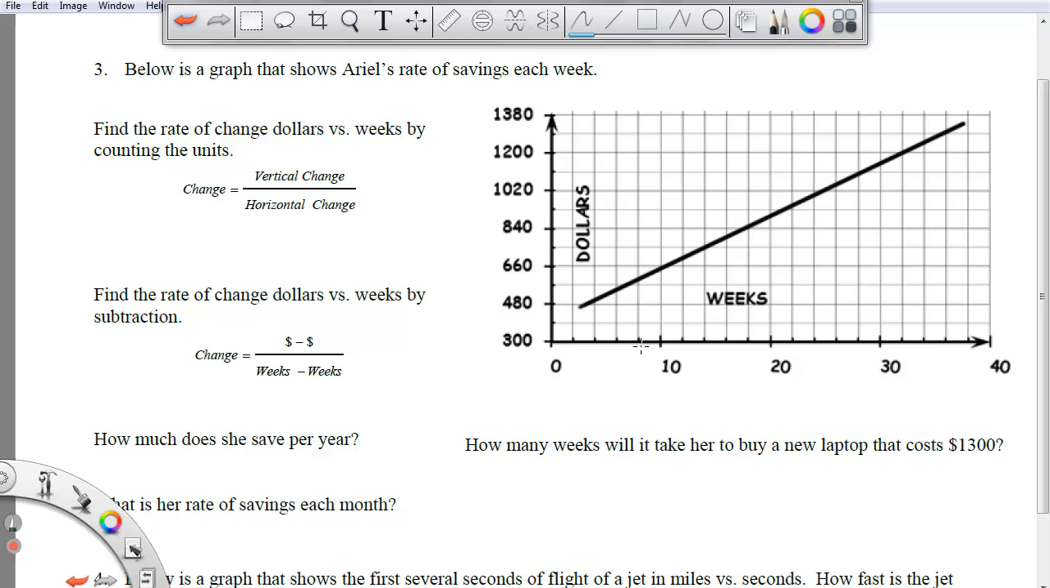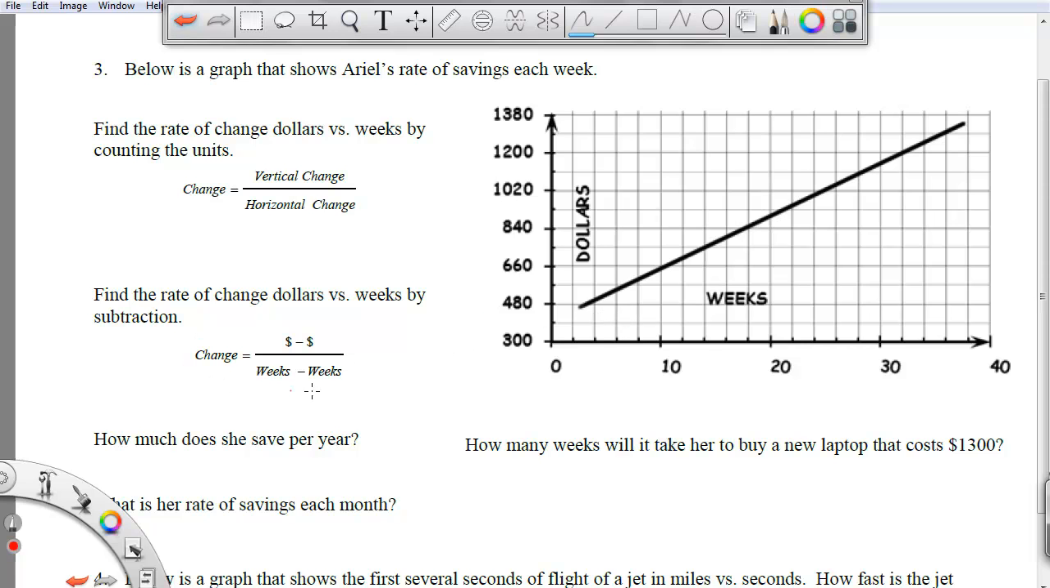Okay, question number 3. On the back side, we've already did number 1. This question asks, below is a graph that shows Ariel's rate of savings each week. It says find the rate of change, dollars versus weeks, by counting the units. Vertical change over horizontal change. You can do this either way. I'll let you do it this way or that way. It doesn't matter. But we may do it both ways.